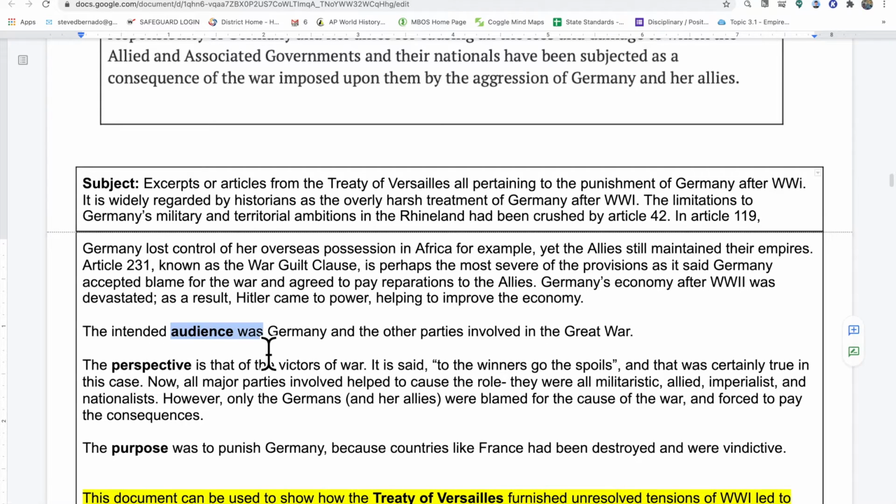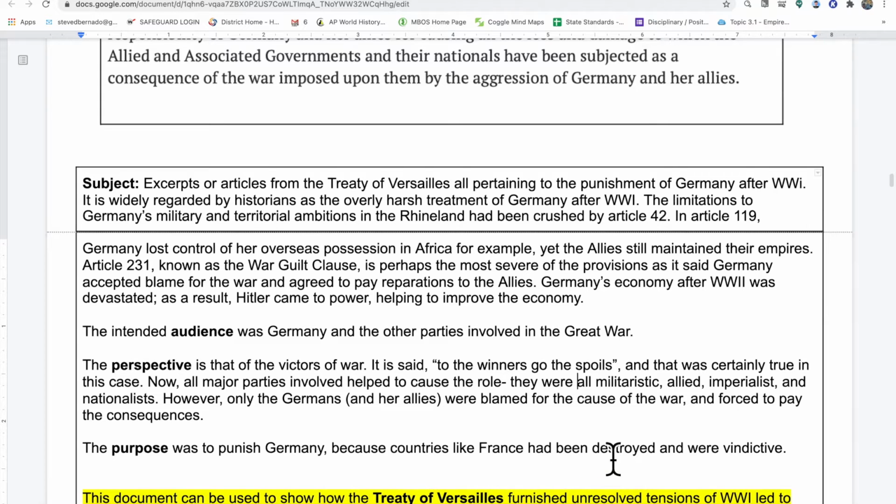The audience was Germany and the other parties involved in the Great War, World War I. The perspective is that of the victors of the war. This is for the victors, right? It is said to the winners go the spoils, and that was certainly true in this case. Now, all major parties involved helped to cause the war. They were all militaristic, allied, imperialist, and nationalist. However, only the Germans and her allies were blamed for the causes of the war and forced to pay the consequences. The purpose? To punish Germany, plain and simple.